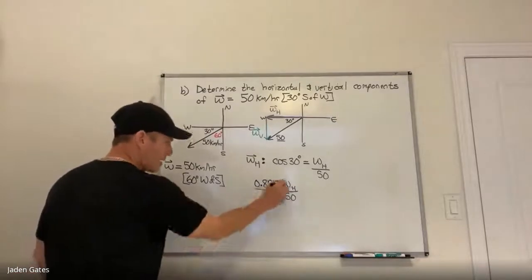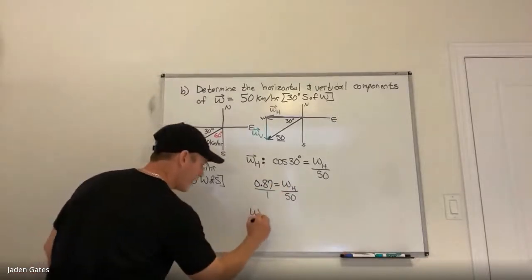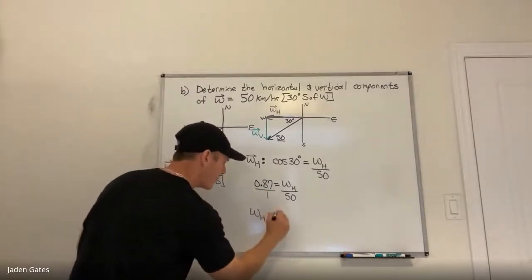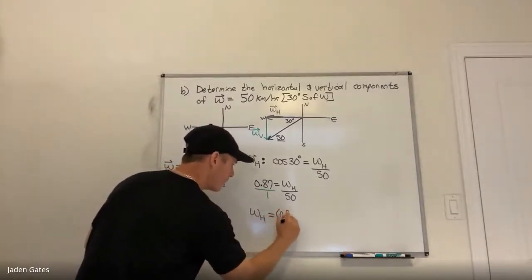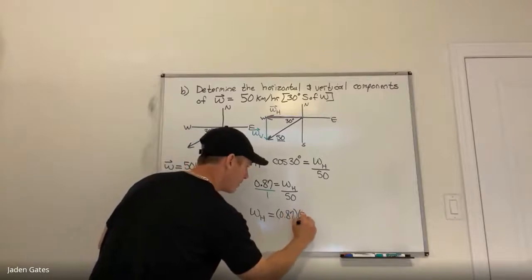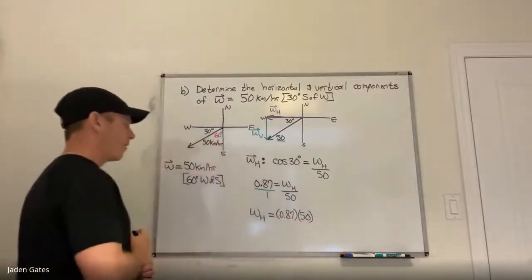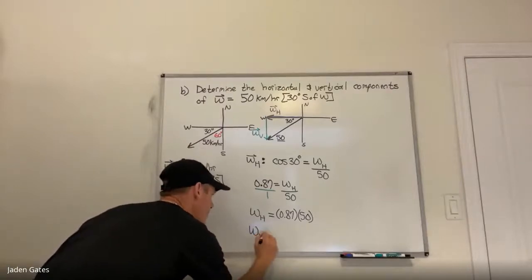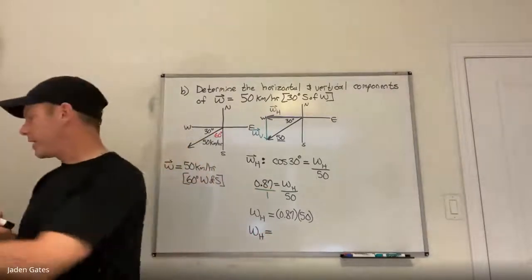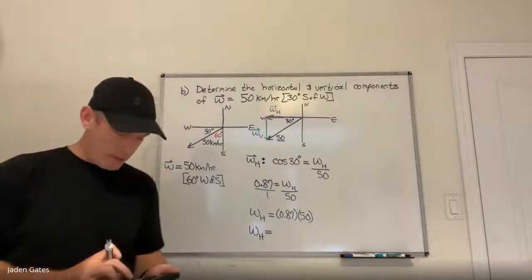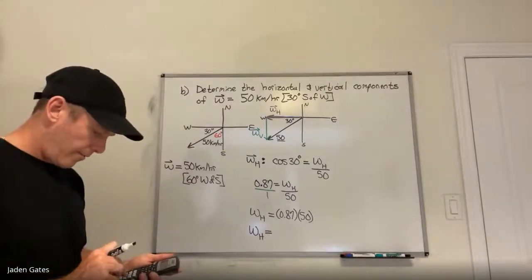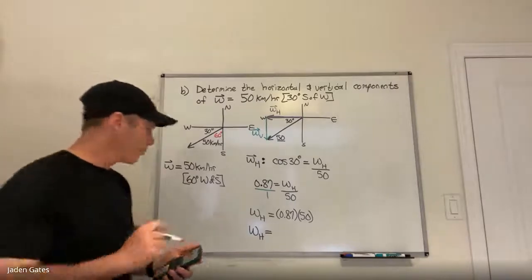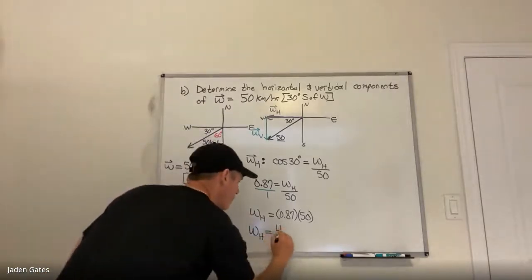And so I have 1 times WH is WH. Then I have 0.87 times 50. Whatever 0.87 times 50 is, let's see here, 0.87 times 50 equals 43.5.